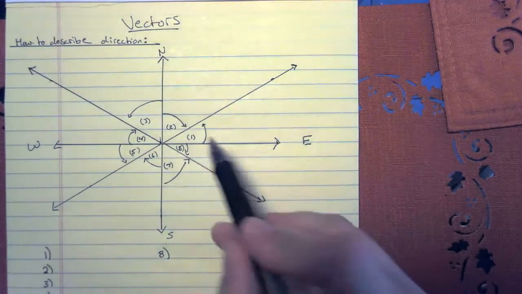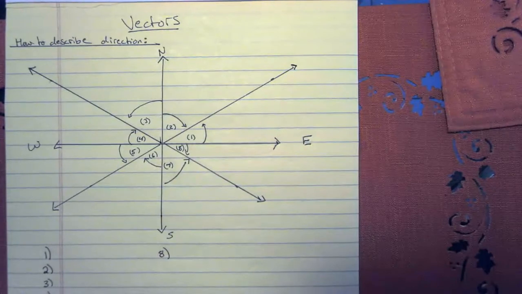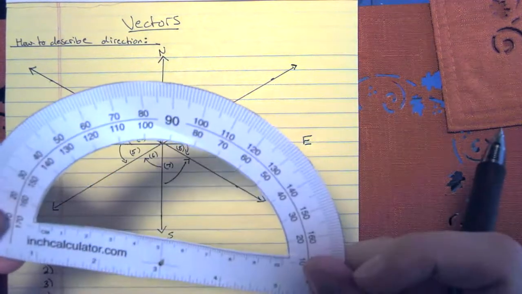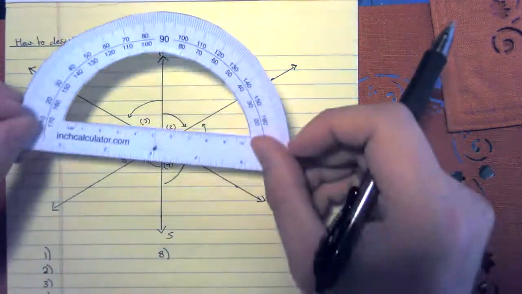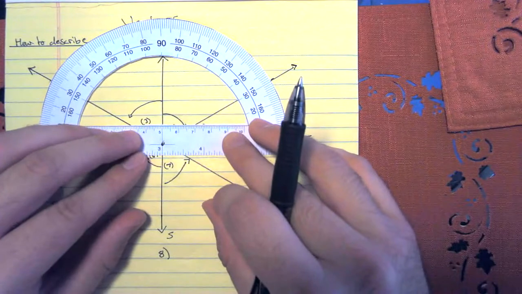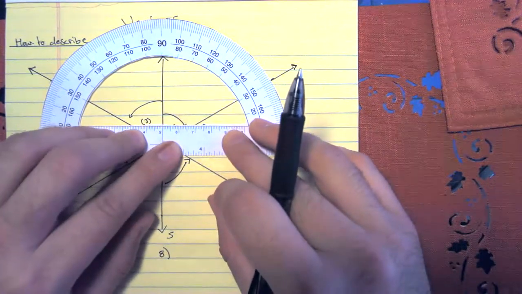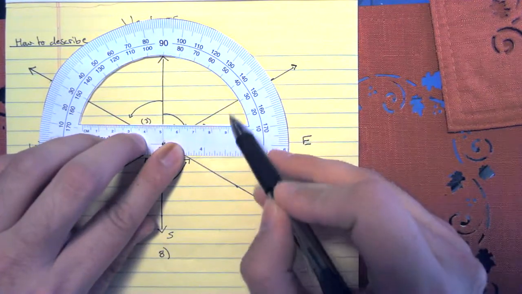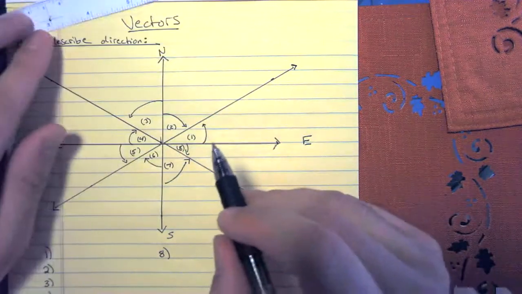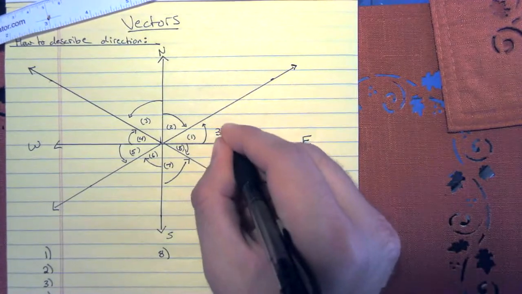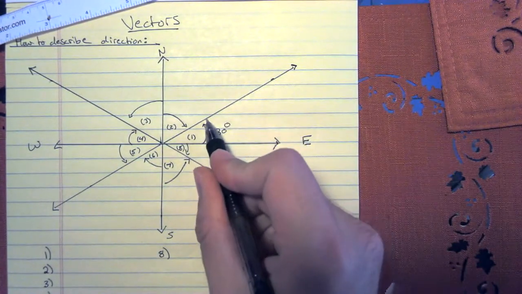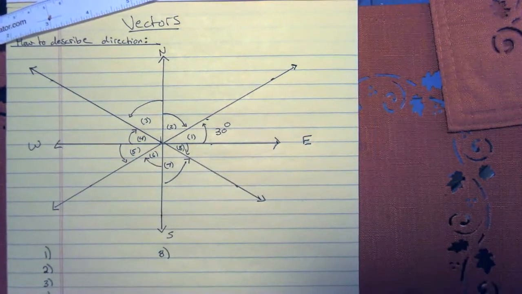So, how to describe this? There's 2 ways. First, we're going to need our protractor. You guys can either use the app, or if you cut out your own, you can use that as well. We are going to set it down with the x-axis, line it up, and we see that the angle of this vector from the x-axis is 30 degrees. So if we go from the x-axis to this vector, it is 30 degrees.